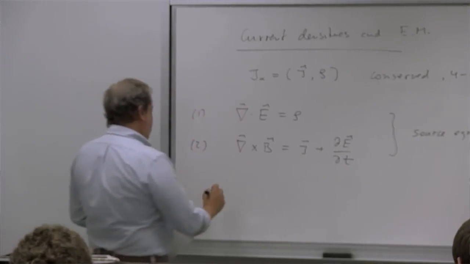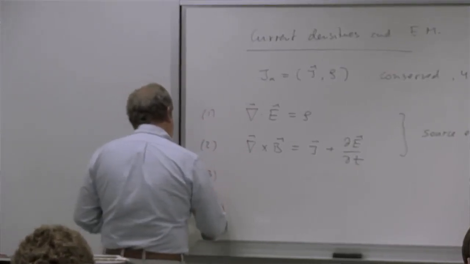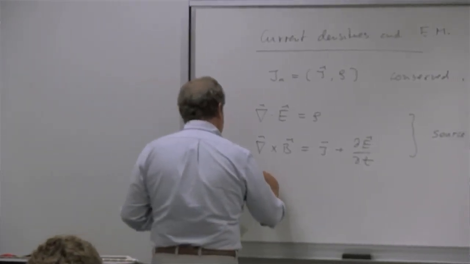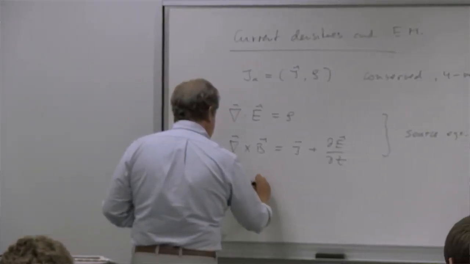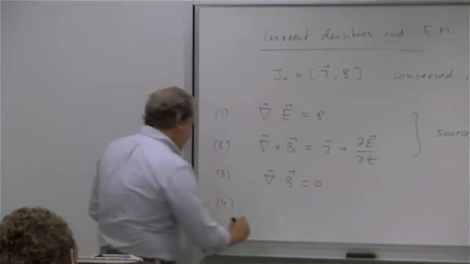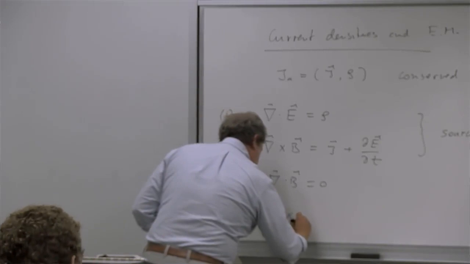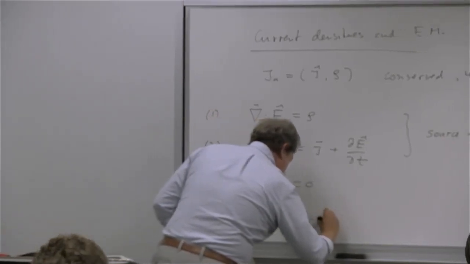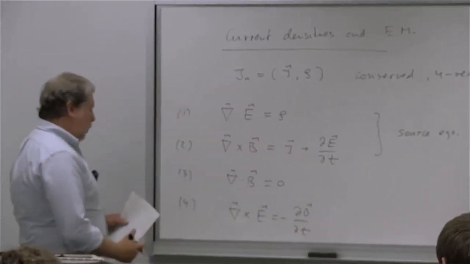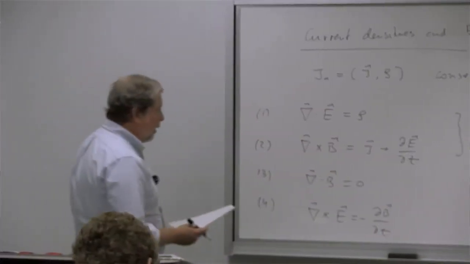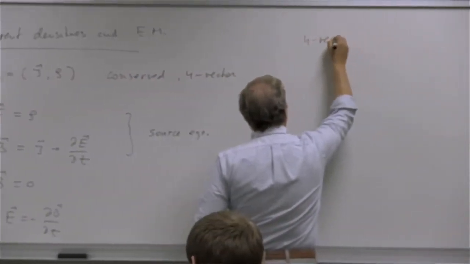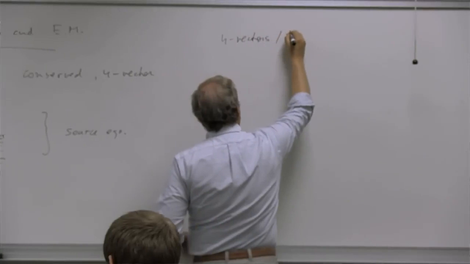And then we have the other two equations, 3 and 4, which do not involve sources. That is the fact that the divergence of B is equal to 0, the absence of magnetic monopoles, and that the curl of E is equal to minus dB by dt, which is Faraday's law. So we want to now rewrite this in terms of 4-vectors and possibly tensors.